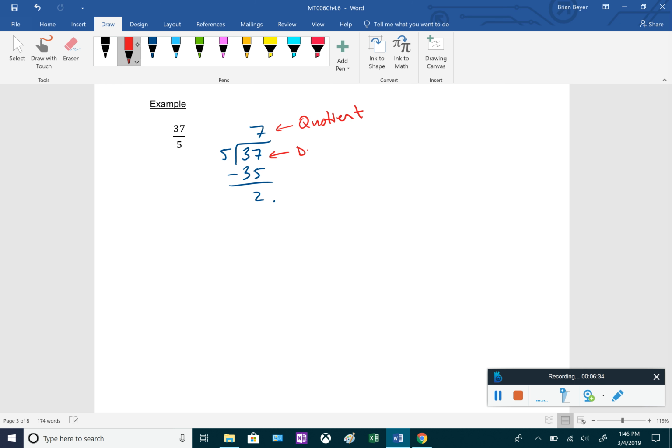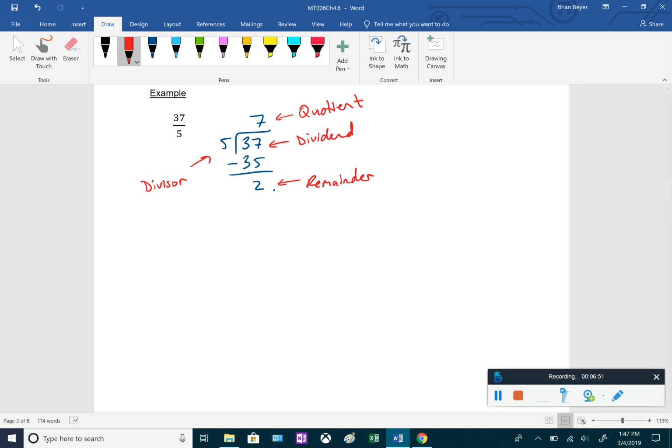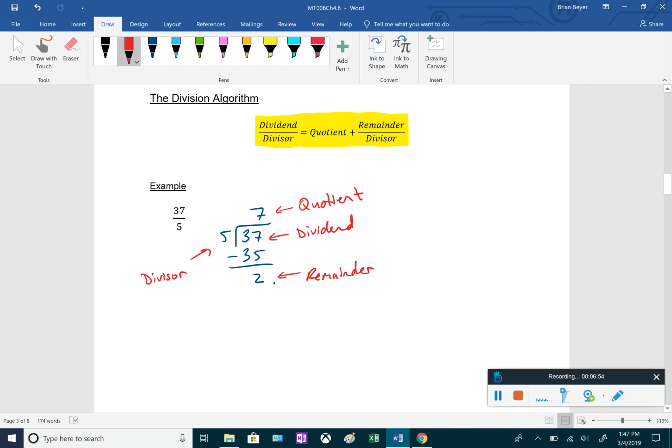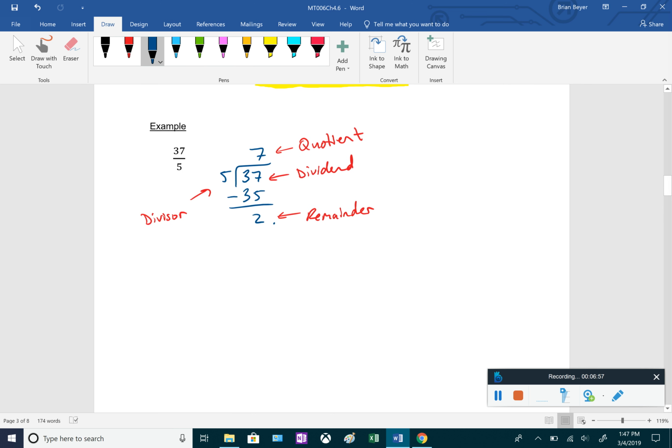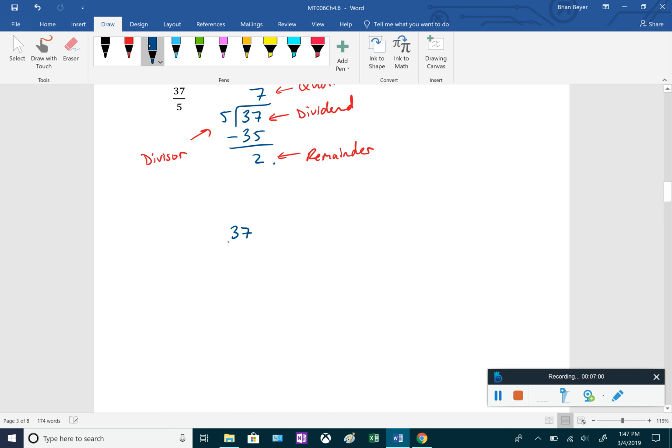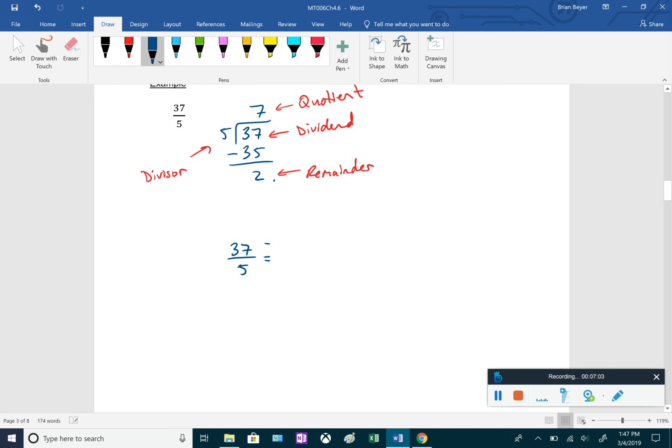The 37 is the dividend, because that was the original numerator. This 2 is the remainder. The 5 is the divisor, because that was the original denominator. So writing this in the form of the division algorithm, it's going to be 37 over 5 equals the quotient, which is 7, plus the remainder over the divisor. So 37 over 5 equals 7 plus 2/5.